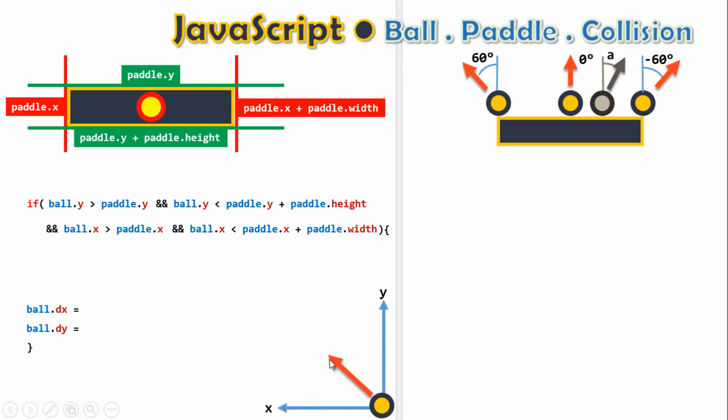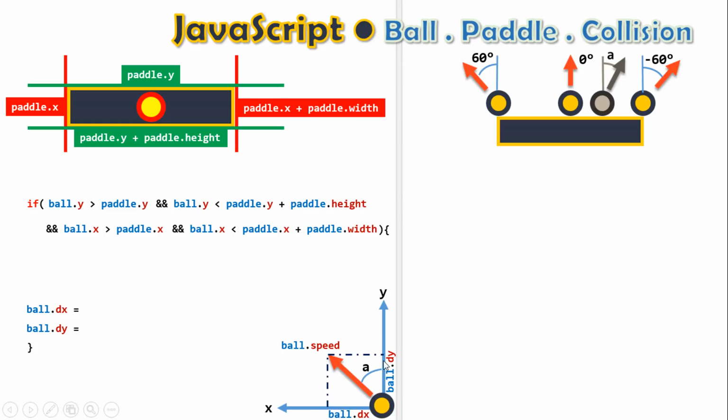Let's say the ball is going in this direction. This is our angle A. The ball is going in this direction with a speed. Now, this means that the ball is going by the y-axis by the ball.dy and by the x-axis by delta x. Now there is a relation between the ball.dy, the angle, and the ball.speed.